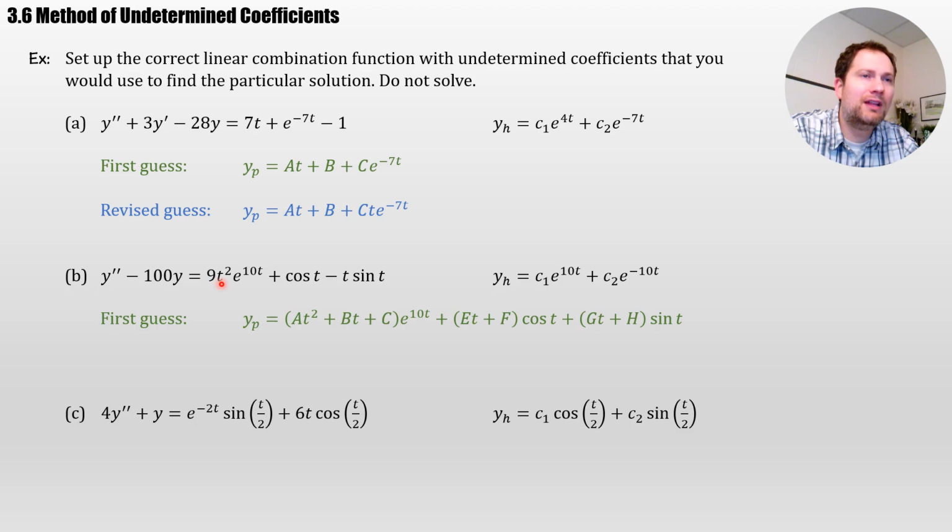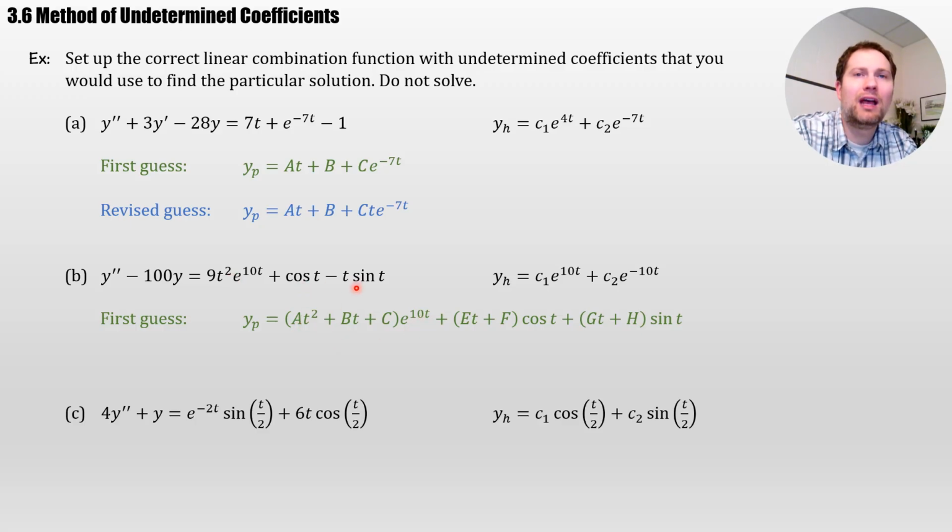This term generates, obviously we need something of this form. As we take derivatives of this, you're also going to get things that involve a t times e to the 10t. And after taking a second derivative, you're also going to get things that have just an e to the 10t. So that is all captured here in this term.